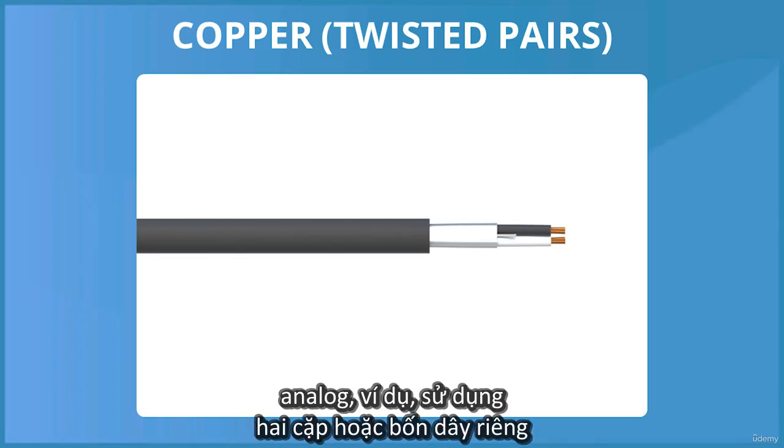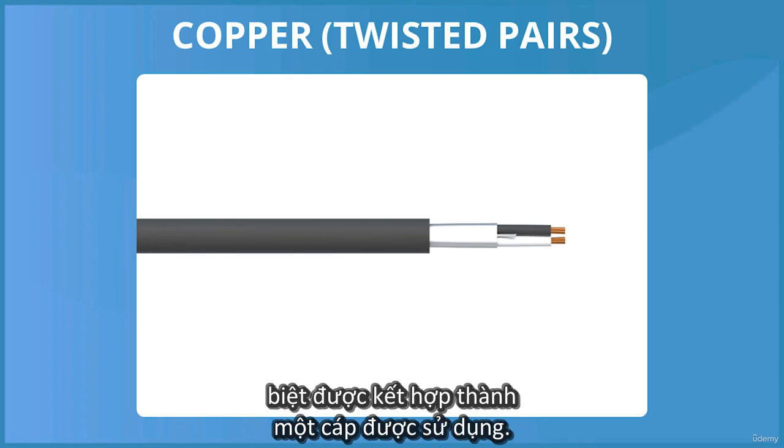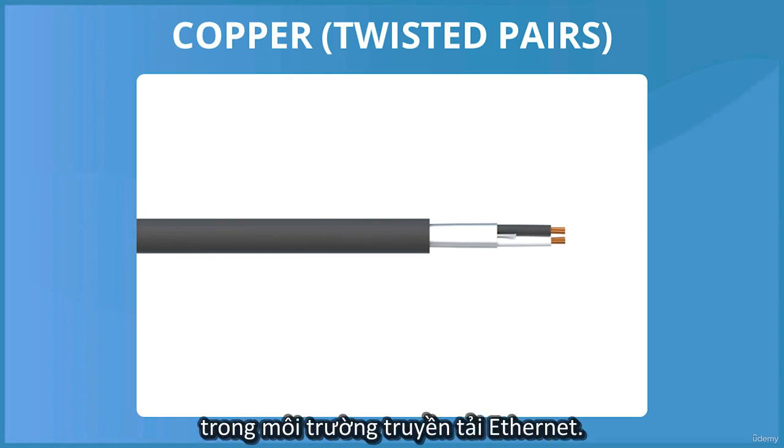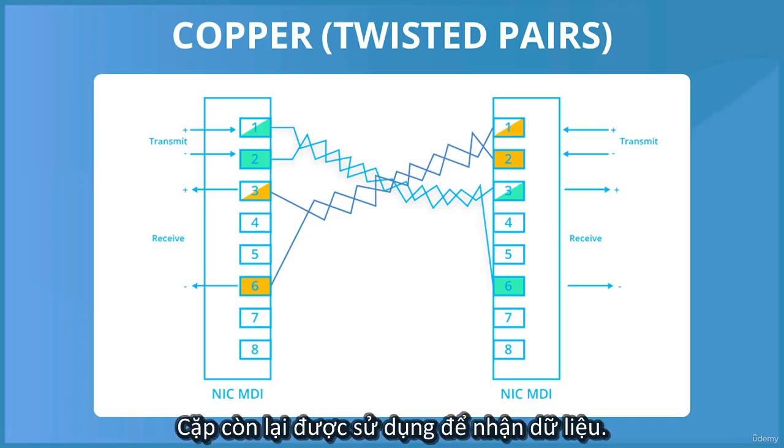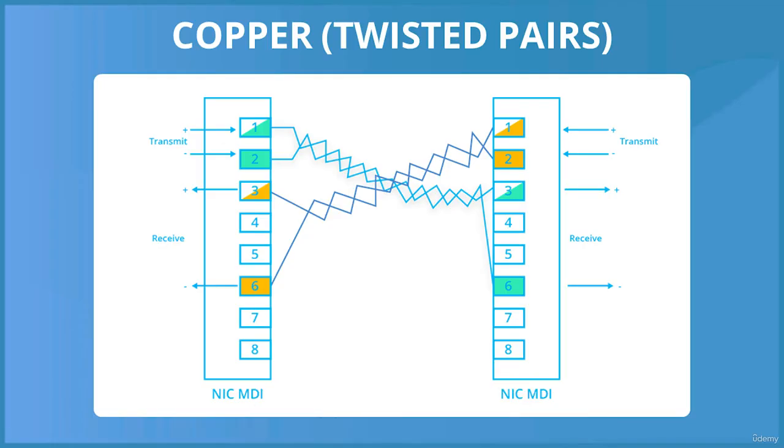Now, while only one pair or two separate wires of this cable is sufficient for analog telephone lines, for instance, used in the past, two pair or four separate wires are combined into a cable that's used in the Ethernet transport environment. One pair of these is used to transmit data, the other pair is used to receive data.